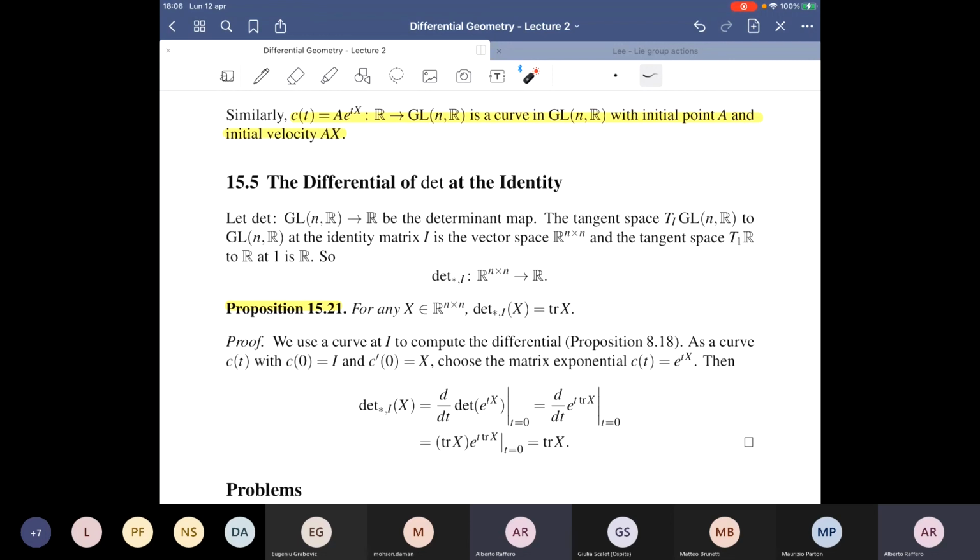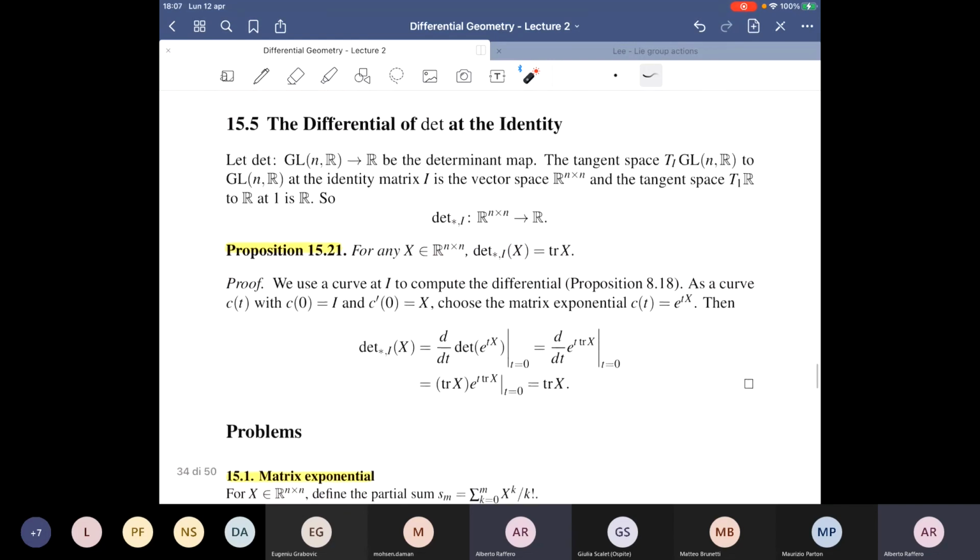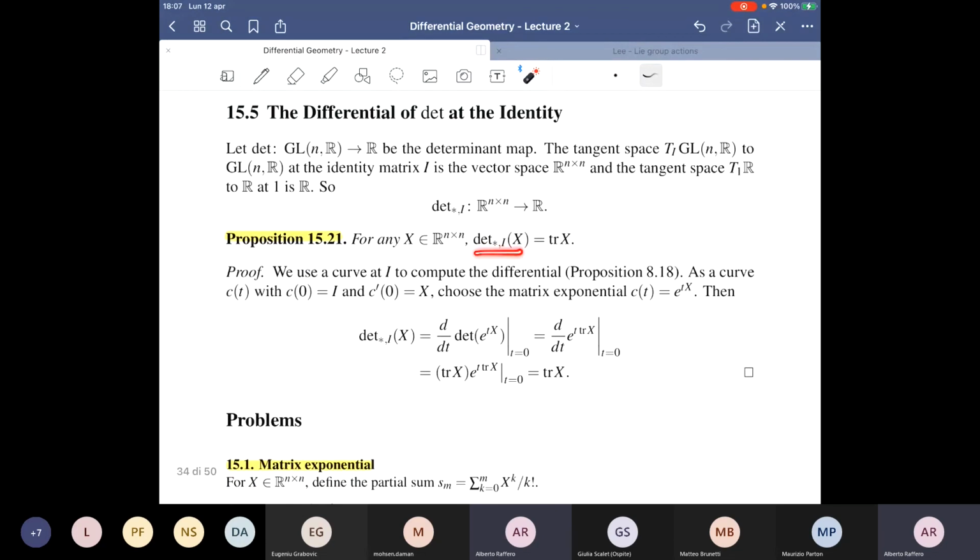And in particular, the determinant is a map from the general linear group to R, so its differential will be a linear map from the tangent space to the general linear group at the identity. It is isomorphic to the space of matrices, to the tangent space of R at 1, which is just isomorphic to R, so the differential of the determinant map at the identity is a linear map from the matrices to R. And what you can show using this curve we have just introduced is that its differential at any matrix is the trace of the matrix.